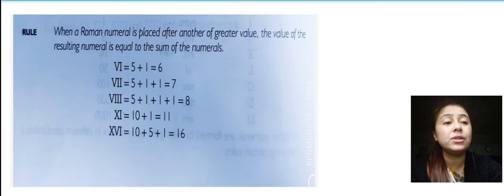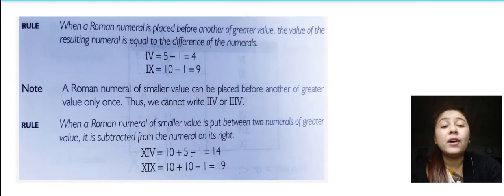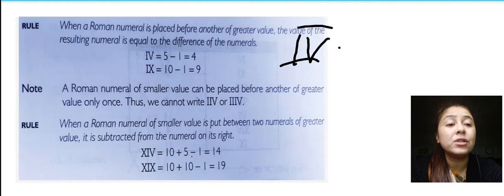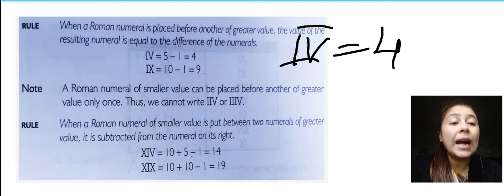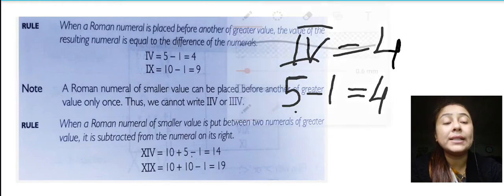Now next rule, children: when a Roman numeral is placed before a greater value, then the value of the resulting Roman numeral is equal to the difference of the values. Suppose here it's written IV equals 4. Why IV equals 4? I is smaller than V and it is written in front of V. Whenever a smaller value is written in front of a greater value, we subtract it. V means 5, I means 1, so 5 minus 1 is 4. In this way we write the Roman numeral.